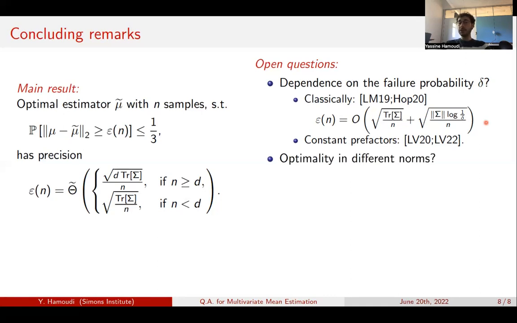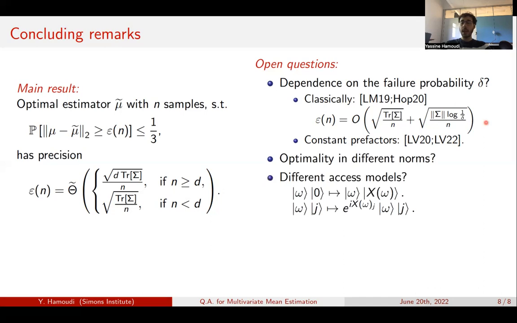The second open question is to understand the mean estimation problem with respect to other norms than just the L2 norm. And then we can also consider other kinds of access models. For instance, instead of having an evaluation oracle, we could have something that encodes the random variable inside the phase directly. And finally, a last open question is to understand whether having some extra knowledge about the covariance matrix may help to improve the error parameter.